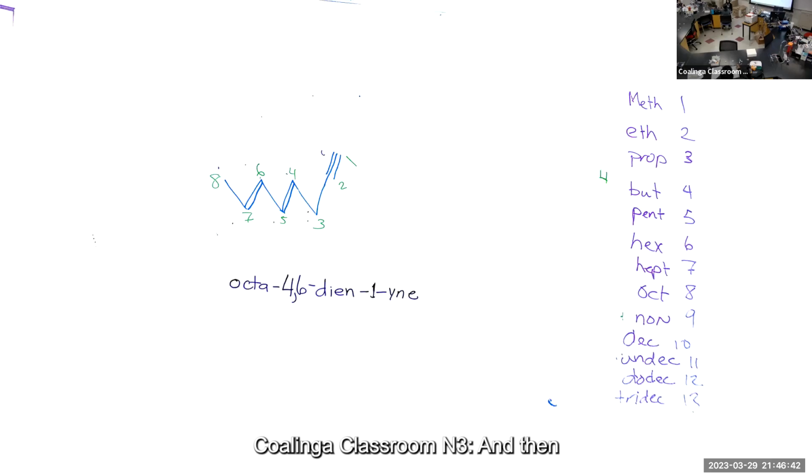And then more clarification, so the di is constituted of bonds, right? And then the N represents... No, it represents double bonds. Yes, so ENE represents double bonds. YNE represents triple bonds, ANE represents single bonds. Okay.